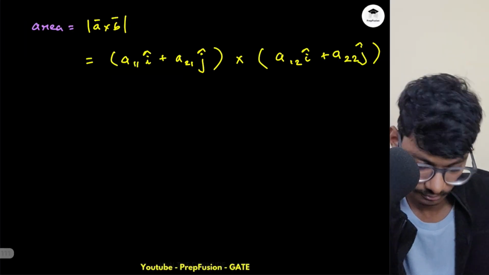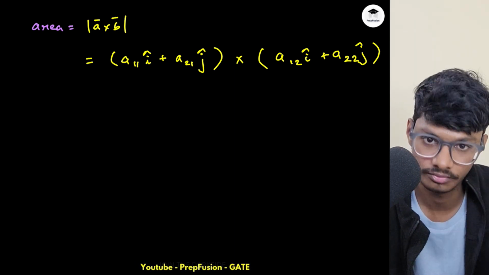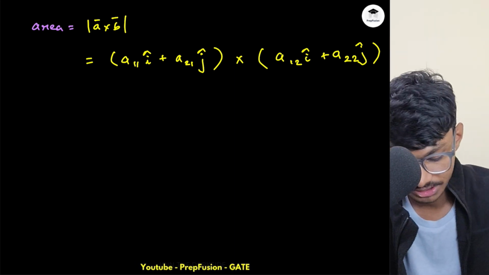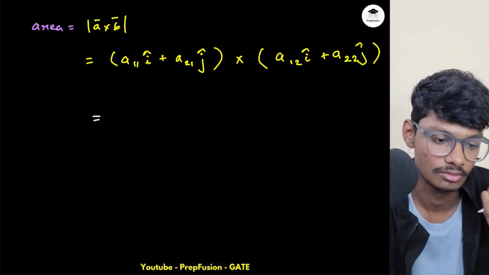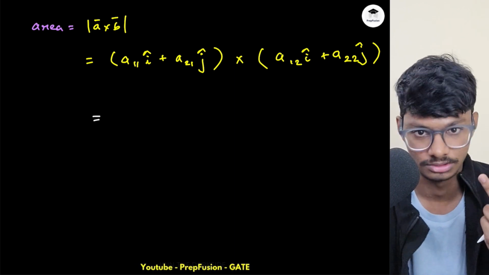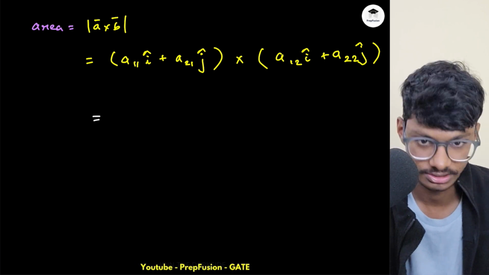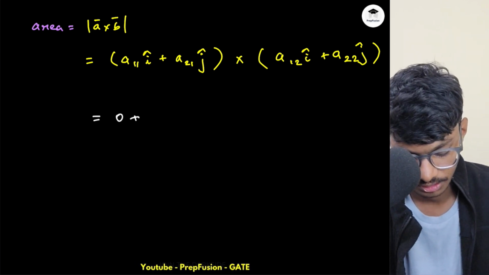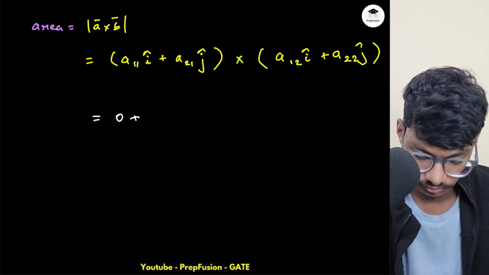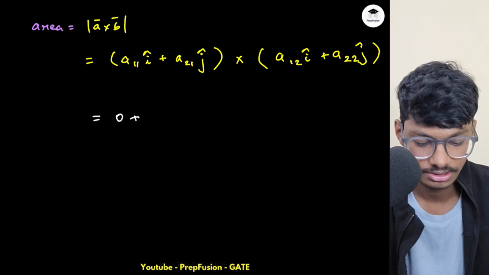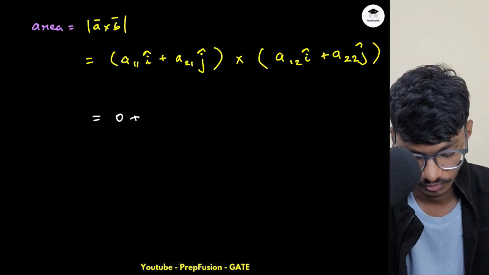Now what is the cross product? If you have studied vector algebra, well and good. If you haven't, don't worry, I'll teach you all this. If you do the cross product, obviously I cross I is 0, because the angle between I cap and I cap is 0. So A11 into A22 into sine 0 is 0. So the first term will be 0, then A11 into A22. Now I cross J is K cap only. Anyway, we are interested in the magnitude, so we won't care about that.